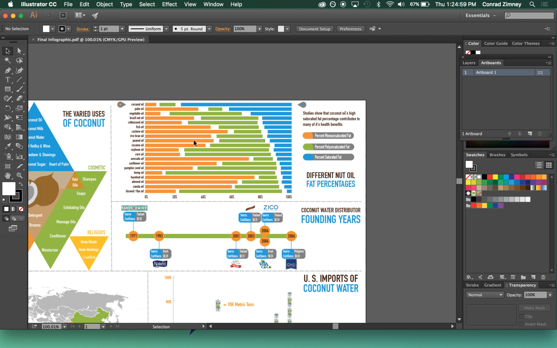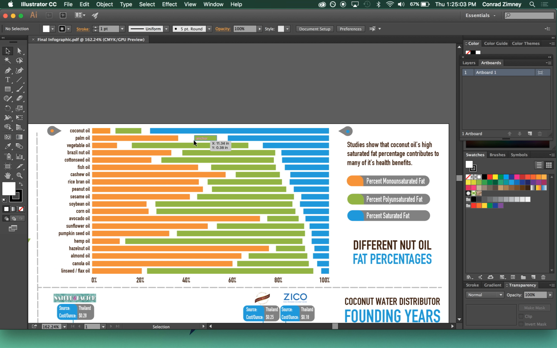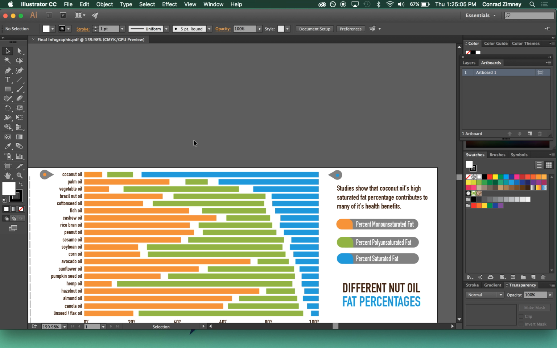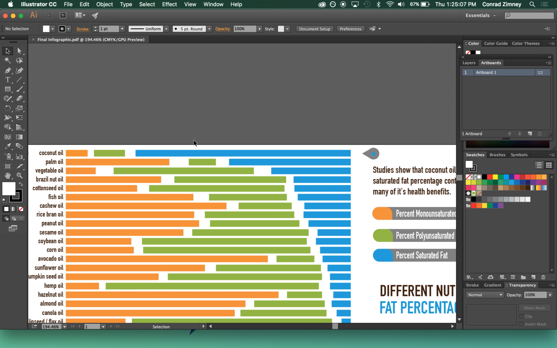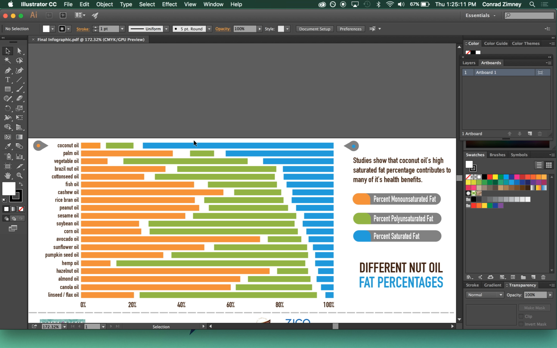Moving on to my second numbers display. Let me just get it centered here, sorry. Here, so this is my second numbers display, different nut oil fat percentages.